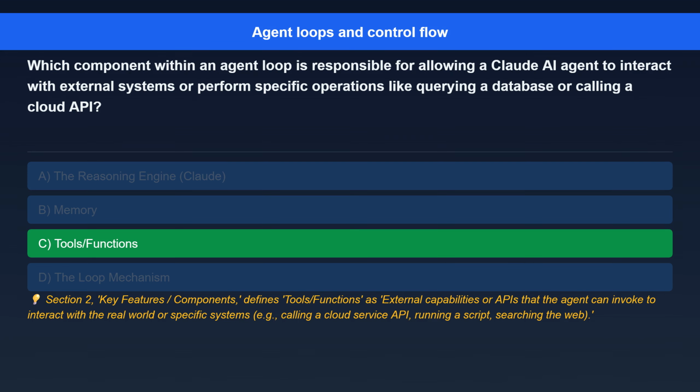The correct answer is tools/functions. Here's the explanation. Section 2, Key features components, defines tools/functions as external capabilities or APIs that the agent can invoke to interact with the real world or specific systems, e.g., calling a cloud service API, running a script, searching the web.